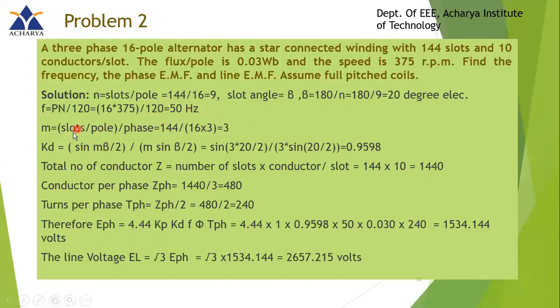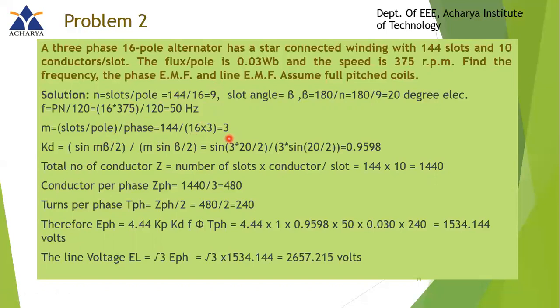Here it is again substituted. Slots is again substituted as 144, divided by poles, which is 16. Again phase is 3. You can directly also divide 9 by the number of phases, 3. So 9 by 3 will give you this 3. So now we have found out what is M.